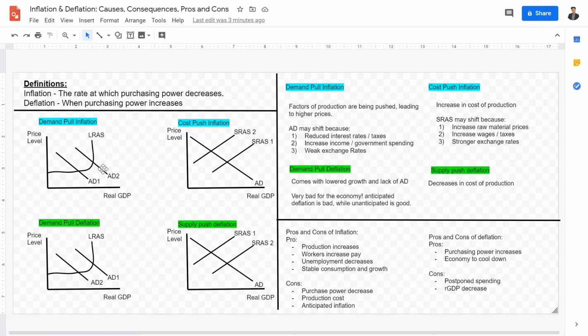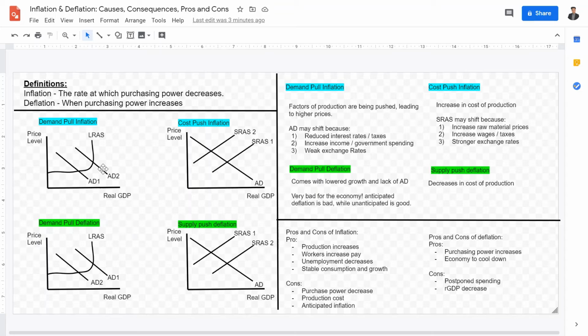What do I mean by a stronger exchange rate? For example, take major oil-producing countries, like Saudi Arabia. Say you live in China, and you're importing oil, a major, crucial part of production, from Saudi Arabia. If the Chinese yuan decreases and the Saudi Arabian currency increases, then that will lead to a stronger exchange rate, which means it's more expensive for you to produce goods, leading to cost push inflation.